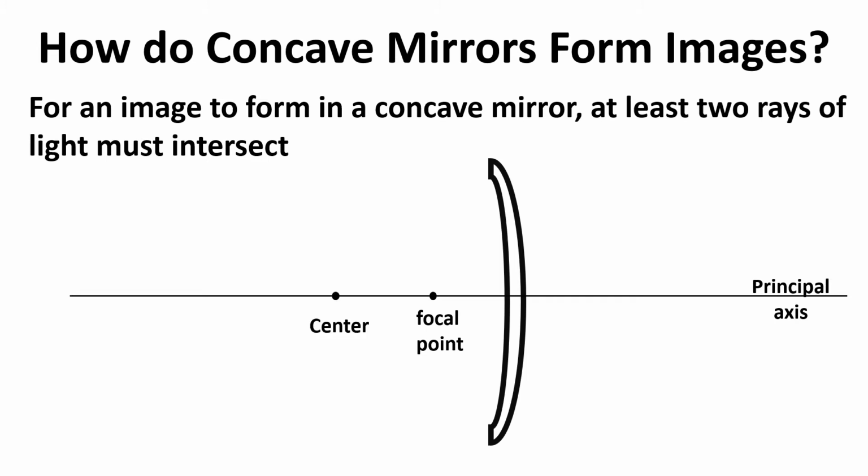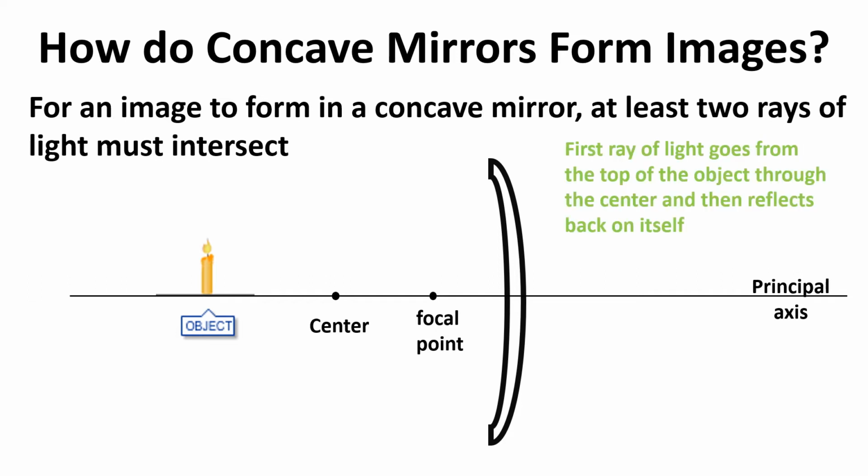To see an image forming within the mirror, you need an object, and we're going to use this candle. This is a classic one in physics, and it's going to give off some light, so we're going to have some rays. Now let's discuss the rays that occur and how images form. The first ray of light goes from the top of the object through the center and then reflects back on itself. So let's draw that here. That line goes through the top, through the center, and reflects back.